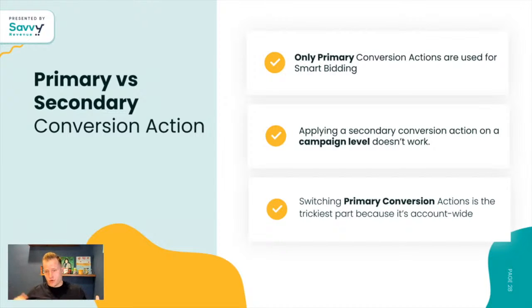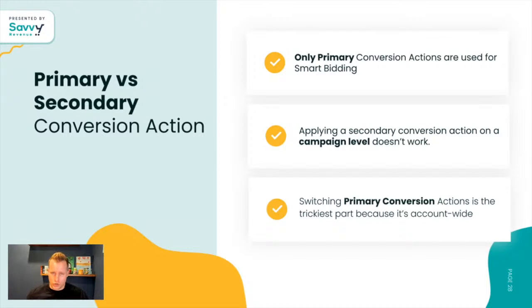Switching is the trickiest part because it's account wide and it's what changes your conversion value and all these things. It is not as tricky as it seems, but it's just something to keep on the lookout for. You cannot change a conversion action on a campaign level. You need to change it, and then think smart bidding uses it. I've made that mistake. You need to change micro conversions into a primary conversion action. Otherwise, it will not be used for smart bidding, no matter what you set at the campaign level.